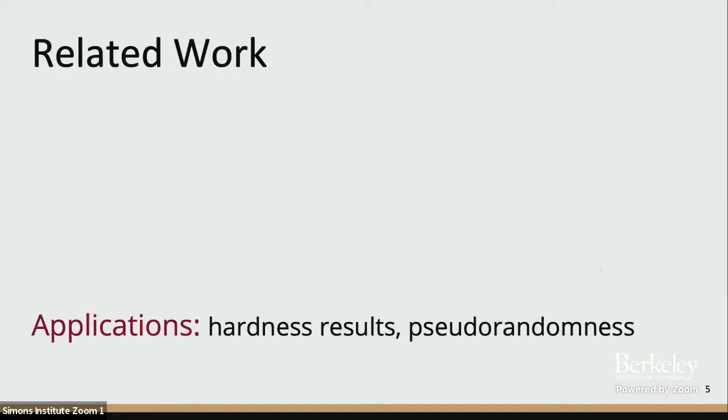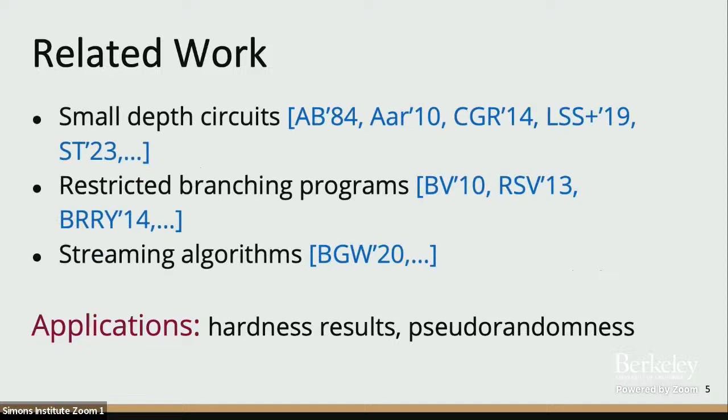It is used to prove hardness results for various natural computational models, or because there is this inherent randomness in the problem: you have a biased coin which is biased with half plus delta, and you are getting independent tosses. It's also used in pseudorandomness. The hardness results and pseudorandom results are for various computational models, for example, small depth circuits, restricted branching programs, and recently it was also used to prove hardness results of streaming algorithms.